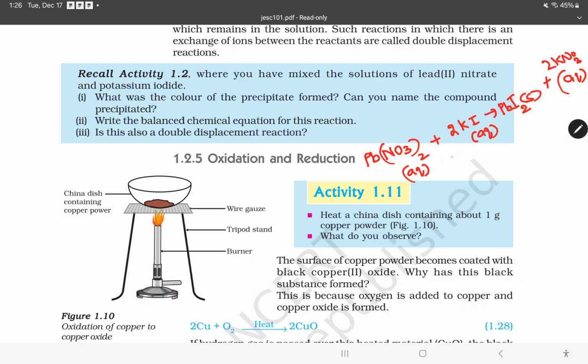So if you combine these two, what happens? After some time you will observe lead iodide. So lead iodide is a yellow precipitate which is in the solid form. A bright yellow precipitate will be forming in the test tube. And potassium nitrate remains soluble in water and stays in the solution. So potassium nitrate and lead iodide are formed. So this is also an example for the double displacement reaction.